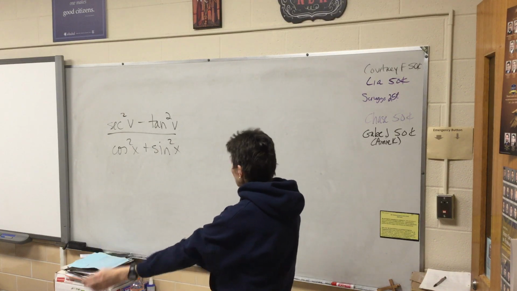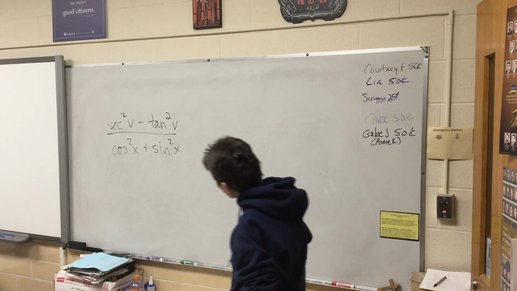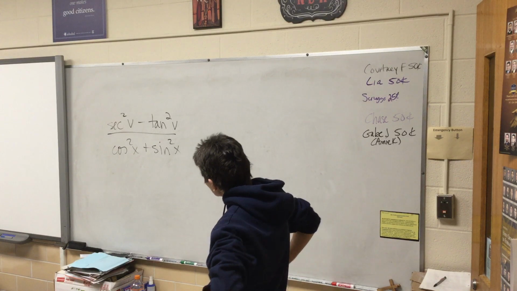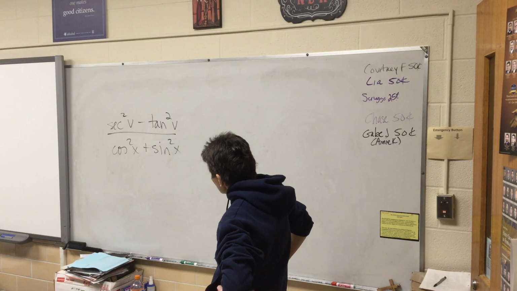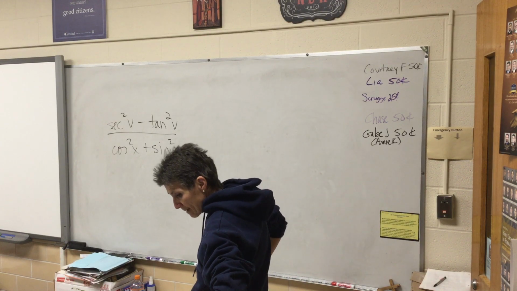So what do you notice about this? Look at those identities that have all those squares in them in the first column. And what do you notice? Do you notice anything?